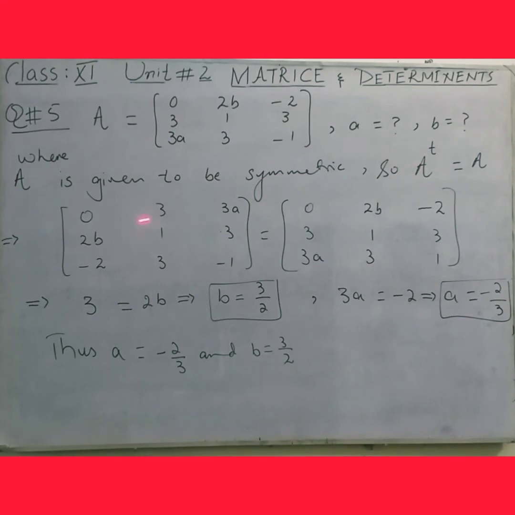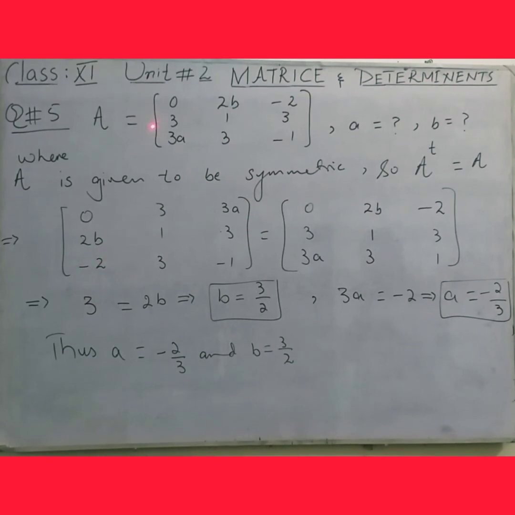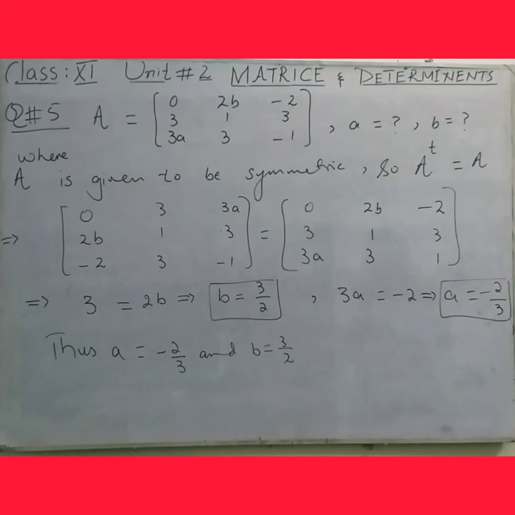Now, putting the value of A transpose, first, how will we get the transpose of the given matrix? We will interchange rows and columns, meaning changing rows into columns or columns into rows. We will get A transpose. So on the left hand side, we will write the value of the transpose of this matrix, and on the right hand side, we will write the value of matrix A. Now to find the values of A and B, we will compare the corresponding elements, because between these two matrices we have an equal sign.